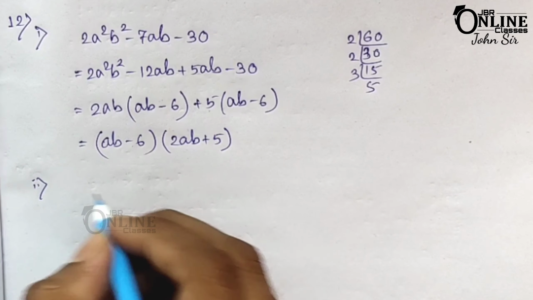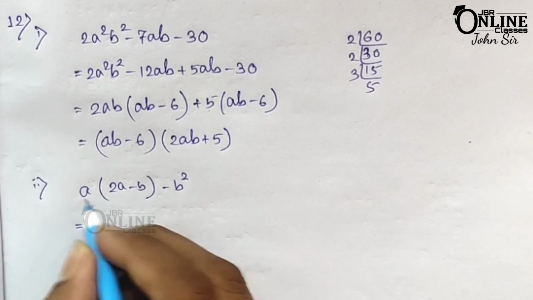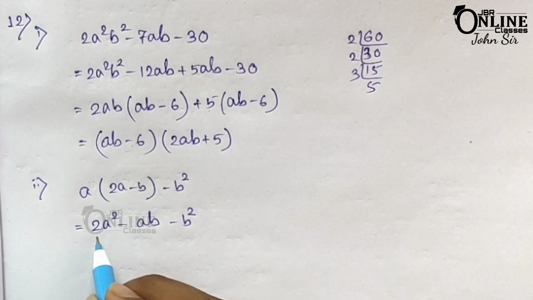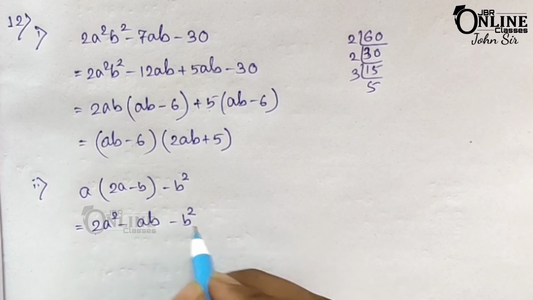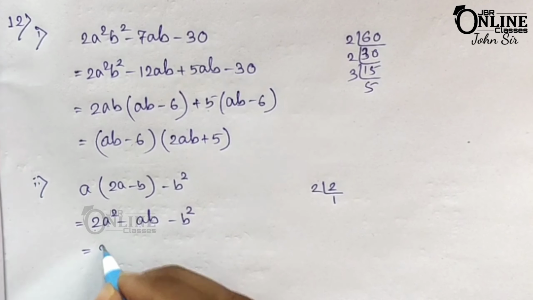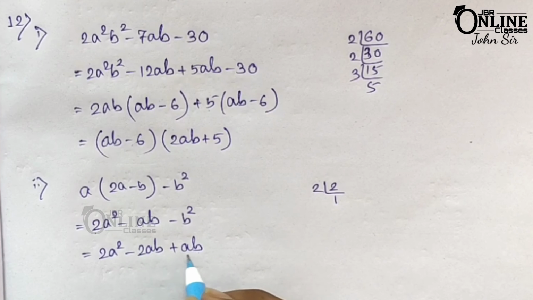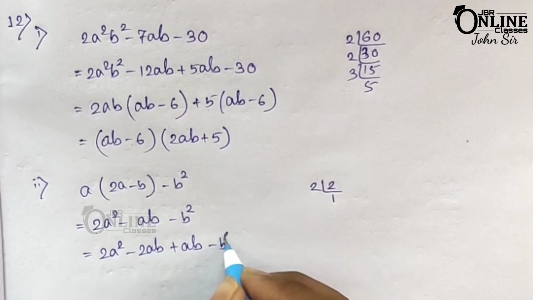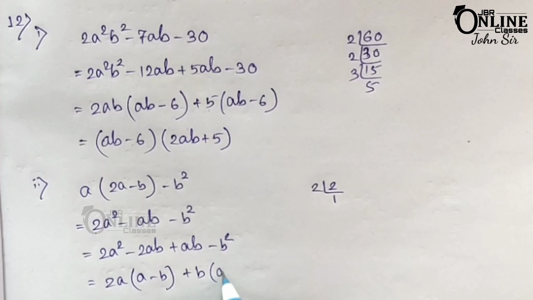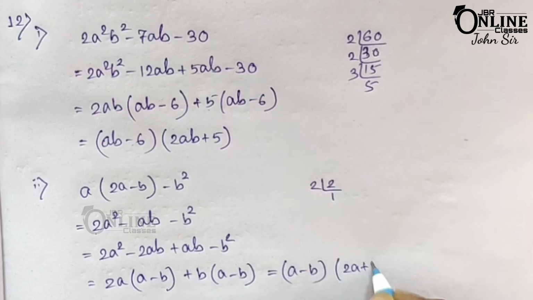Now next 12.2. In 12.2, a into 2a minus b, then minus b square. So just multiply, here 2a square minus ab minus b square. So here a square coefficient is 2, b square coefficient is 1. So 2 into 1, that means factorize 2 and 1. So you can write here 2ab plus ab. Okay, minus 2ab plus ab, it becomes minus ab. So minus b square. So in the first two terms, 2a will be common, so a minus b. Here b will be common, so a minus b. So here the answer is a minus b into 2a plus b.